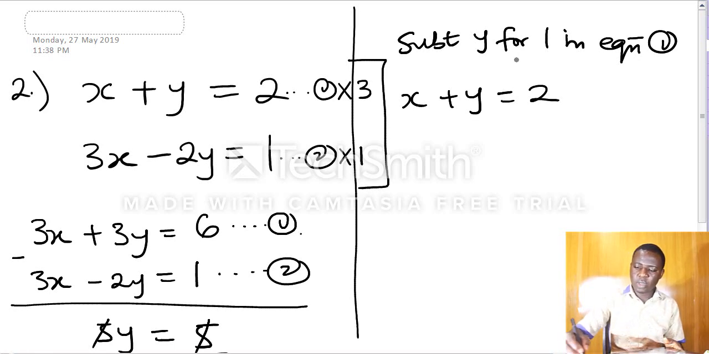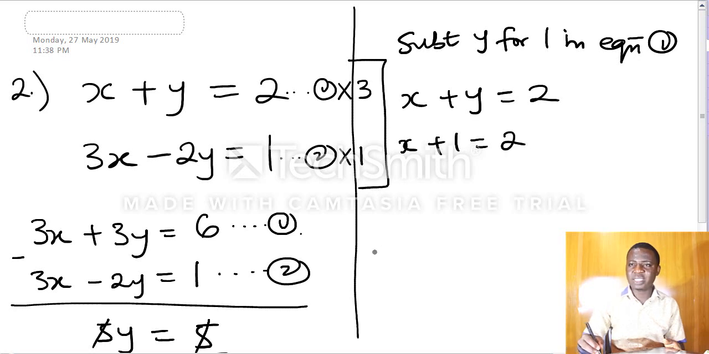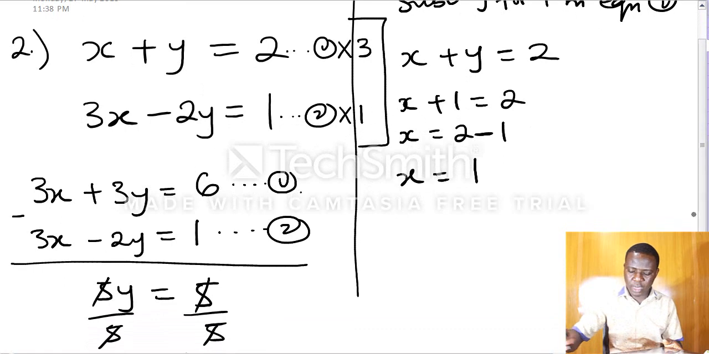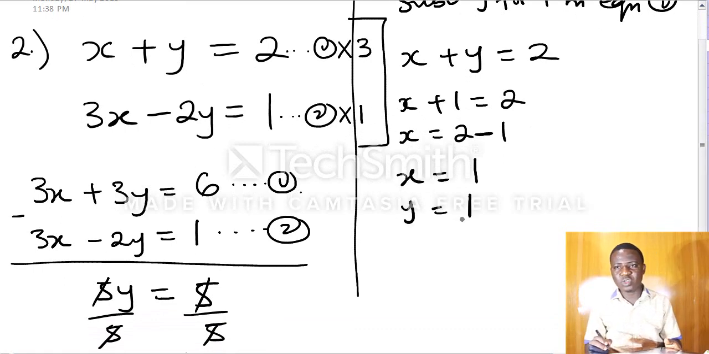Since y is equal to 1, it therefore means x plus 1 is equal to 2. So what is x? Making x the subject of the formula by subtracting 1 from both sides gives you x equal to 2 minus 1, and x is equal to 1. So x equal to 1 and y equal to 1 give you the values of x and y in those two simultaneous equations.